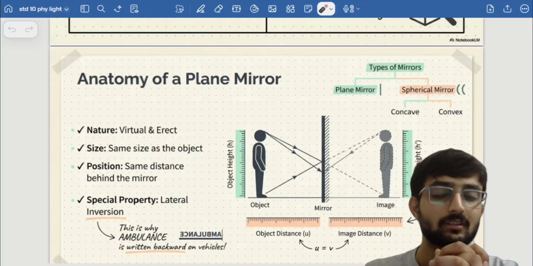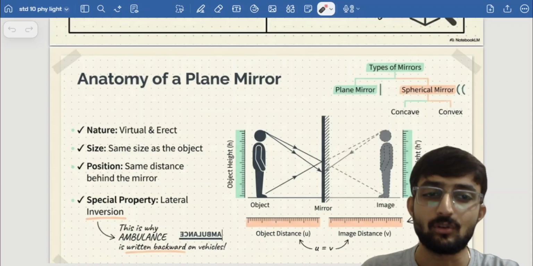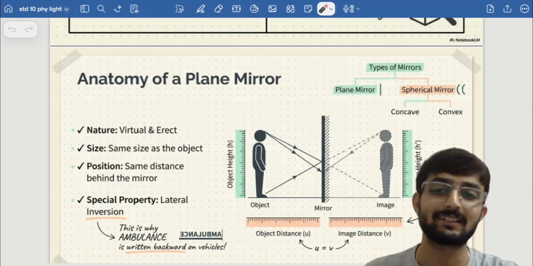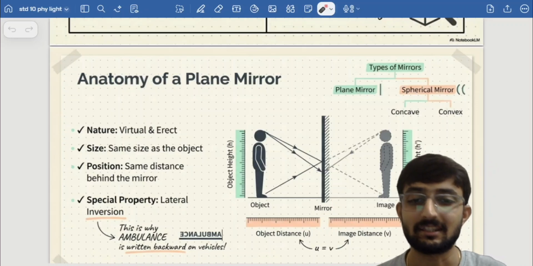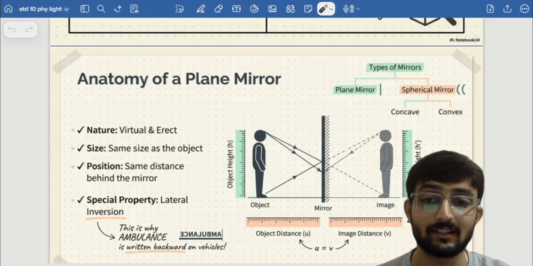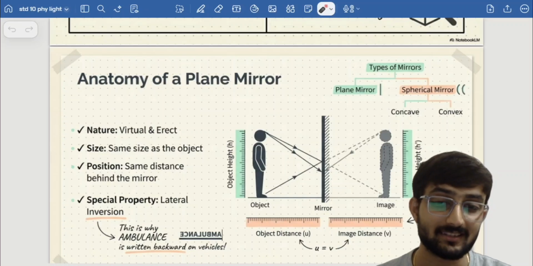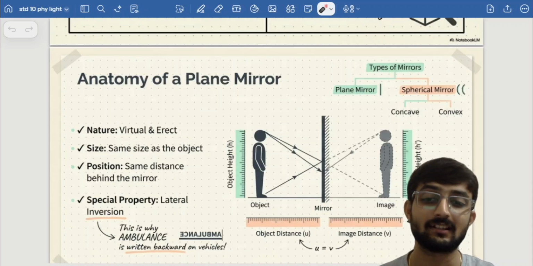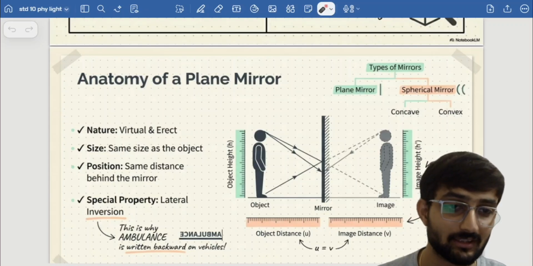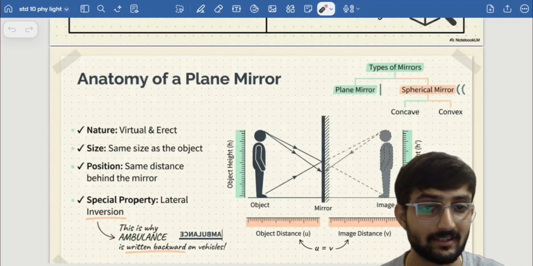Let's start with the mirror you use every day, the plane mirror. When you look at a flat mirror, three things consistently happen. The first thing is the image is always virtual and erect. You don't see yourself upside down in your bathroom mirror, right? The size is exactly the same as the object, as we can say that h equals h dash. So as I mentioned here, h equals h dash.